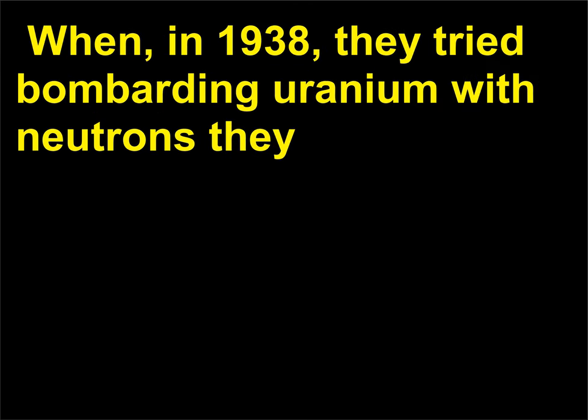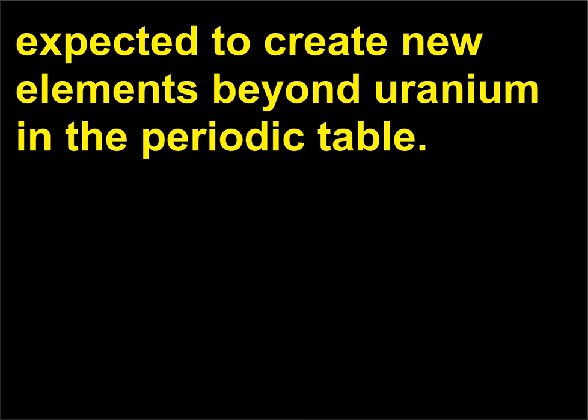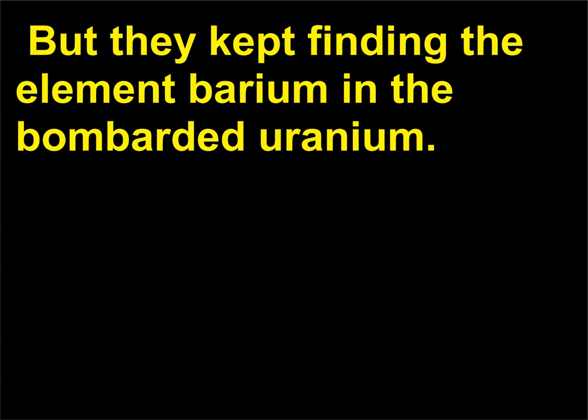When, in 1938, they tried bombarding uranium with neutrons, they expected to create new elements beyond uranium in the periodic table. But they kept finding the element barium in the bombarded uranium.